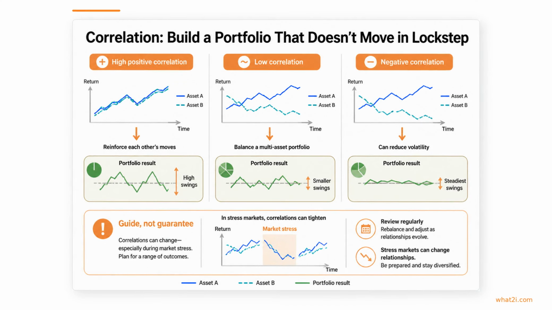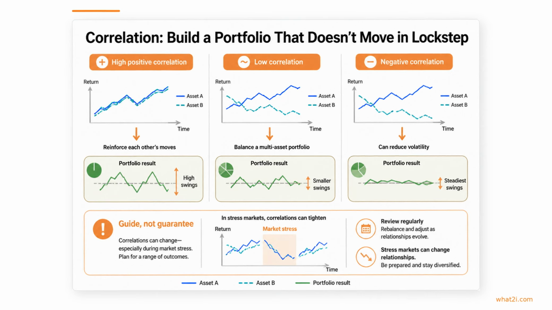The key takeaway is that correlation is one of the most practical tools for building a portfolio that does not move in lockstep. It helps you judge whether assets are likely to reinforce each other's moves or offset them. If your goal is to reduce volatility, lower or negative correlation is usually more helpful than piling up assets that all depend on the same outcome.